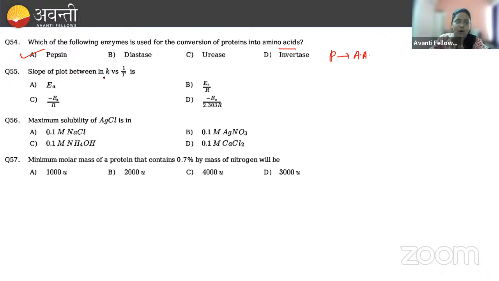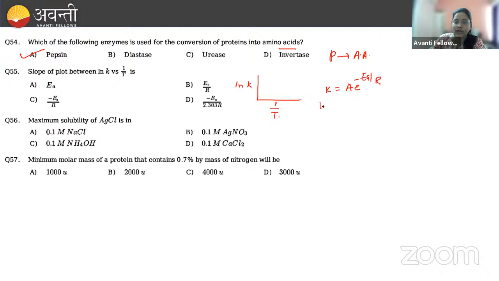Okay, next. Slope of the plot of ln k versus 1 by T. So this graph is ln k and 1 by T. You know the Arrhenius equation, k is equal to A e raised to minus Ea by RT. So when you draw the graph for this equation, what will you get? This is our equation.